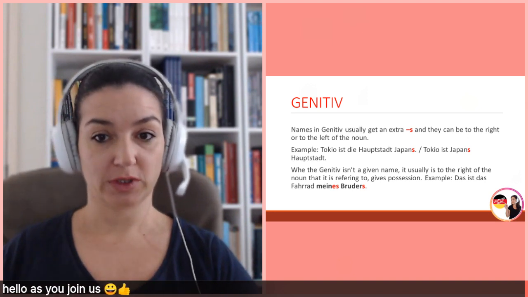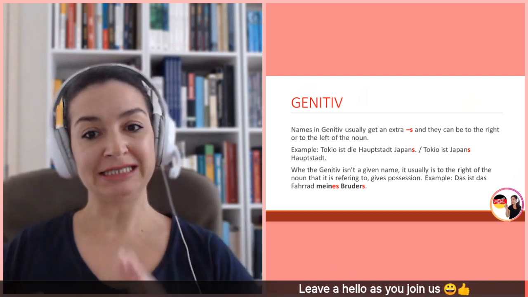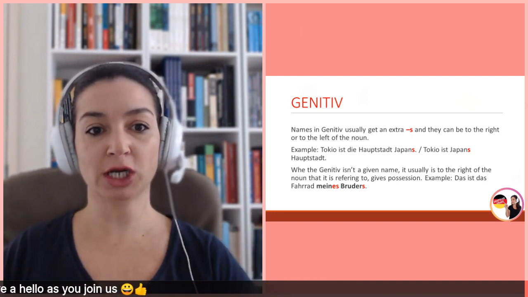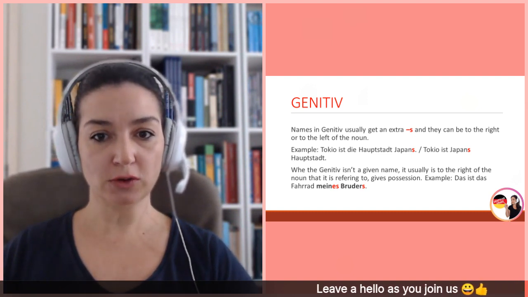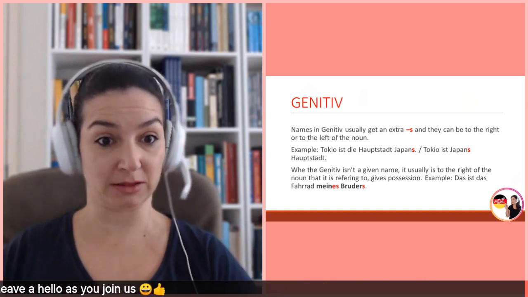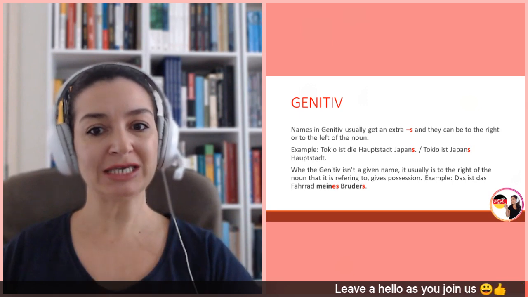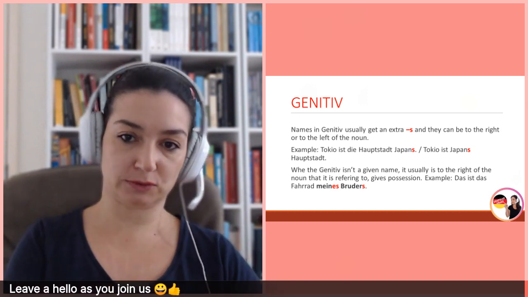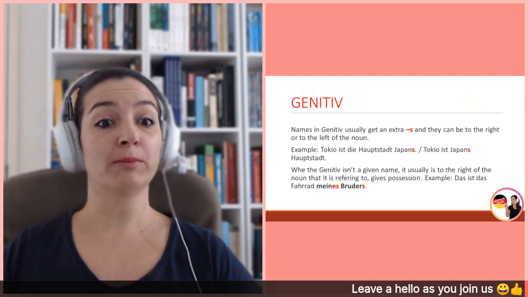And these words, those names, they can be to the right or to the left of the noun if we are talking about proper names. For example, Tokyo is die Hauptstadt Japans. So here it's on the right, okay? Japans. Tokyo is Japans Hauptstadt. So here it's on the left. Both are possible.